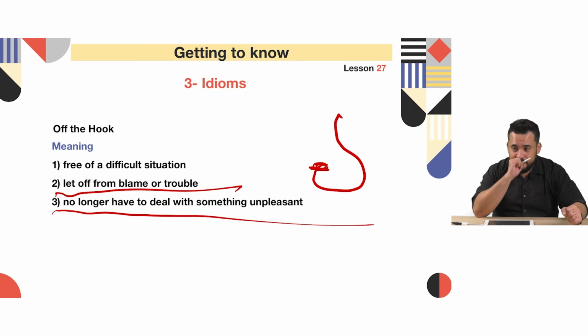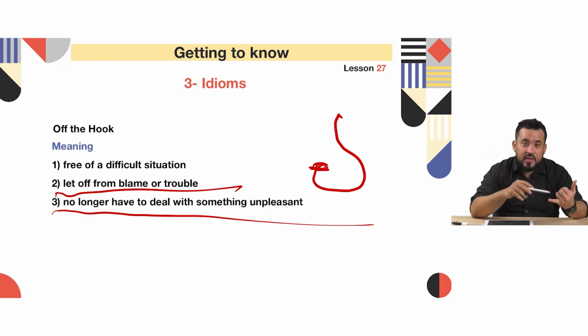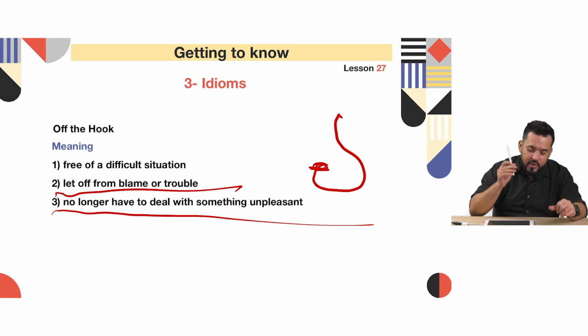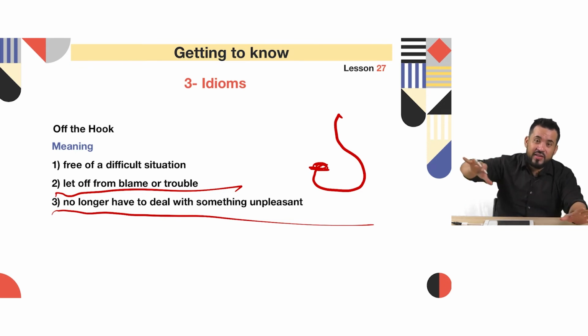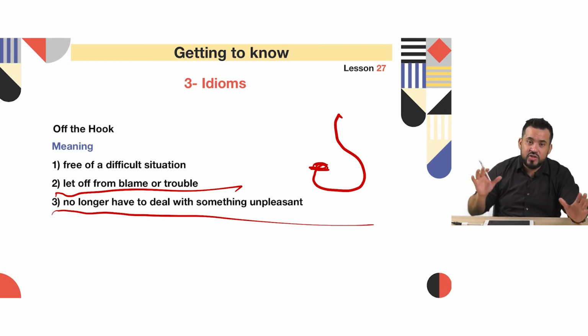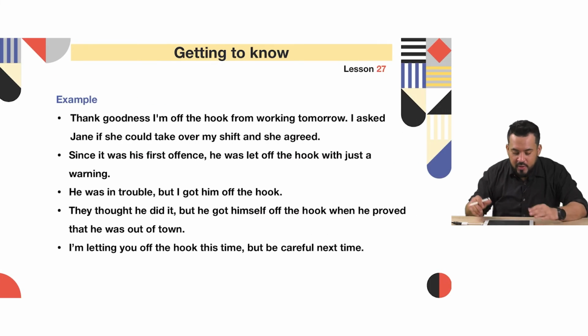So basically, if you say someone is off the hook, or if you say I am off the hook, it means I got away with something. I don't need to worry about it anymore. It means that I'm not in trouble anymore, or I'm not the one to blame anymore, or I don't need to deal with a difficult situation anymore. It means I'm free to go and I am off the hook. Let's use it in examples and sentences to clarify the meaning further.